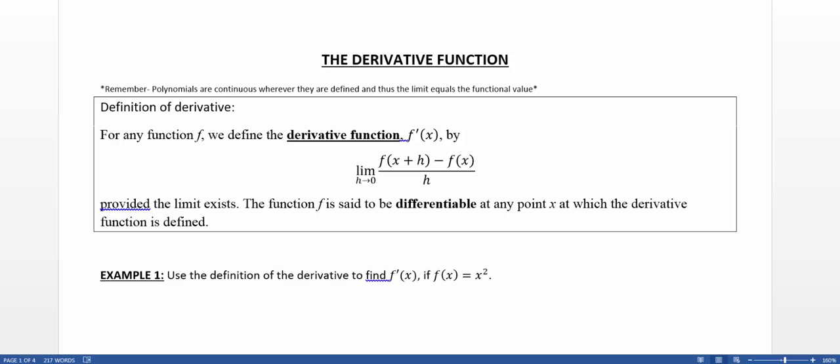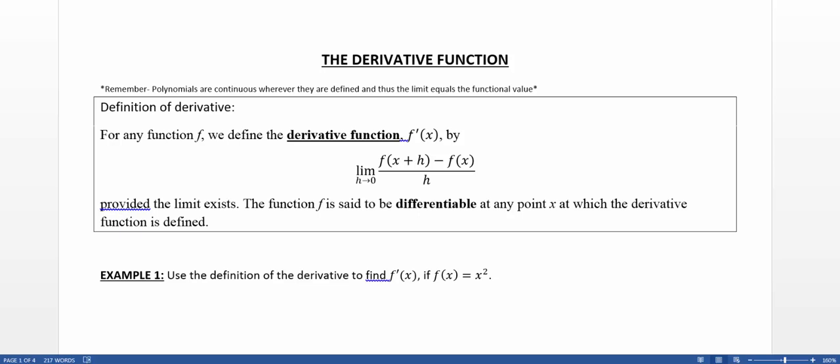The derivative function. So up until this point in the course, we've been laying the foundation so we could finally reach the point where we talk about the derivative function. So again, the derivative is going to be the function that will allow us to get the instantaneous rate of change at any point for a given function.